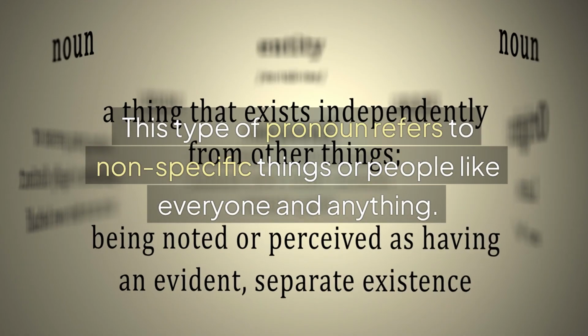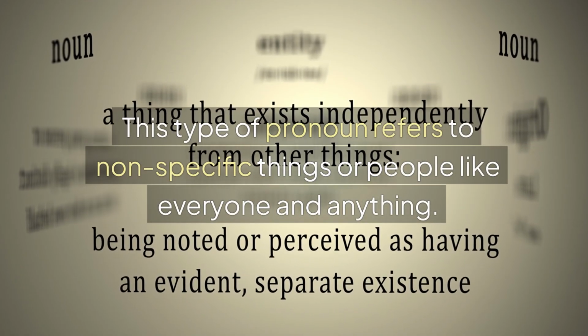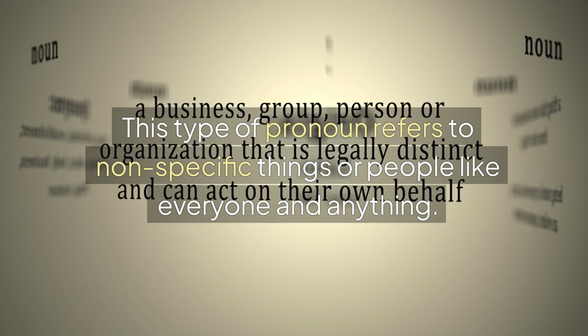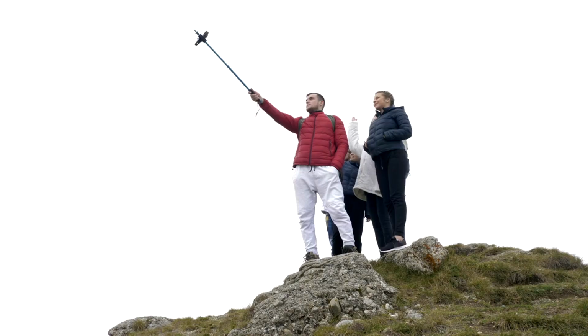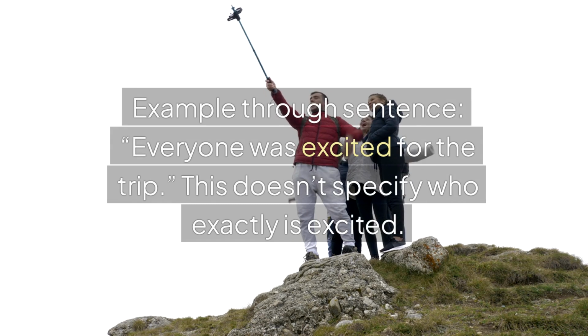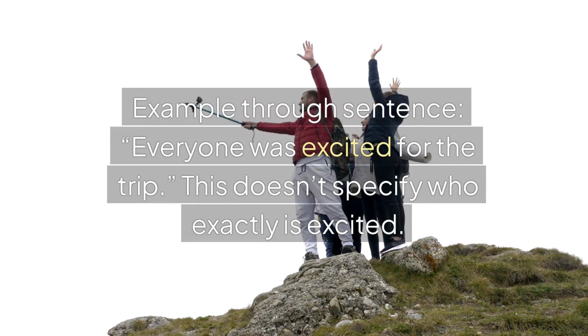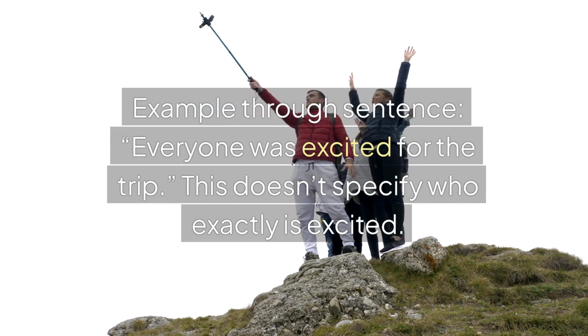Next is the indefinite pronoun. This type of pronoun refers to non-specific things or people like everyone and anything. Example through sentence. Everyone was excited for the trip. This doesn't specify who exactly is excited.